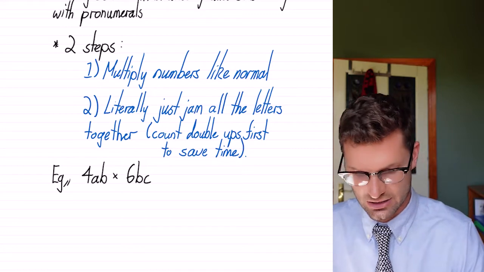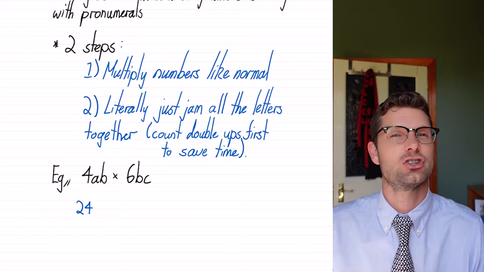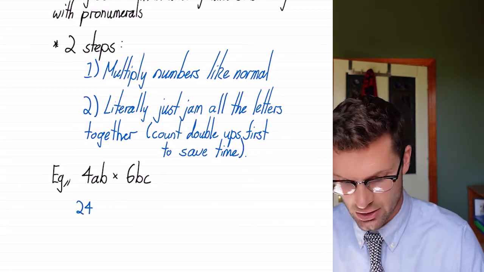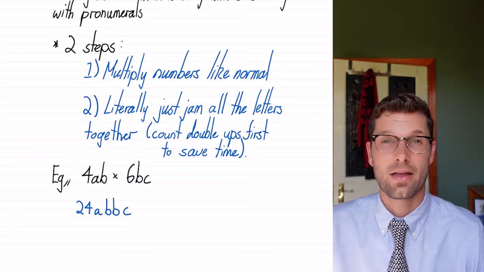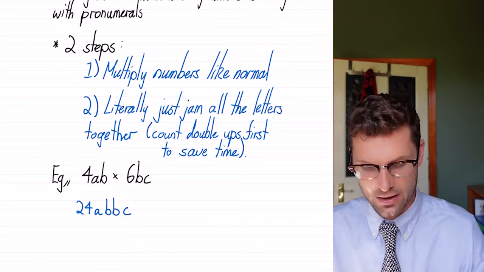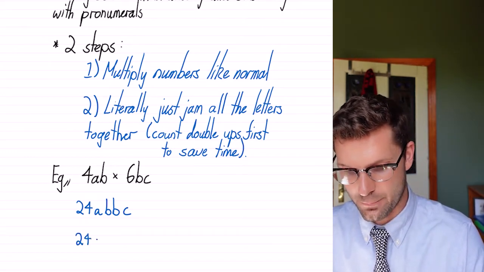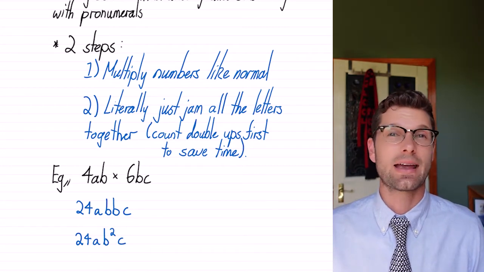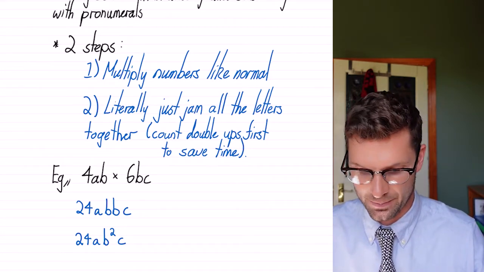So 4 times 6 is 24. That's my first step. Done. Then I've got to just jam all the letters together and account for any double ups. So I've got an A, I've got two B's and a C. This means that I've got B times B there in the middle, which just means I've got B squared. So the correct way to write this one is 24AB squared C. And that is my final answer. So if you are getting confused with these ones, just jam them together and see what happens from there.